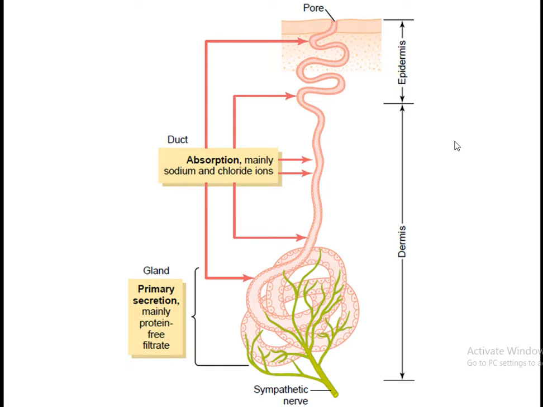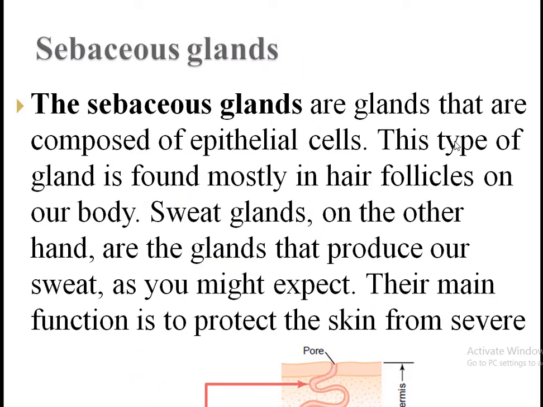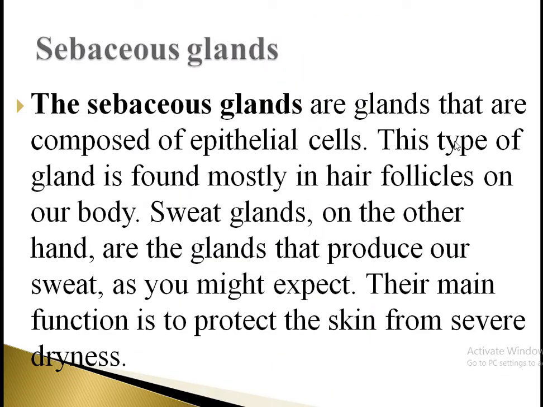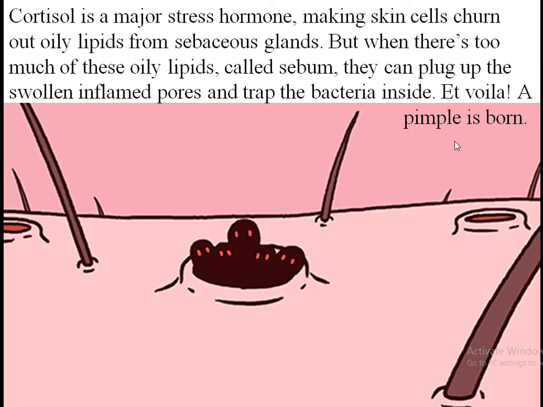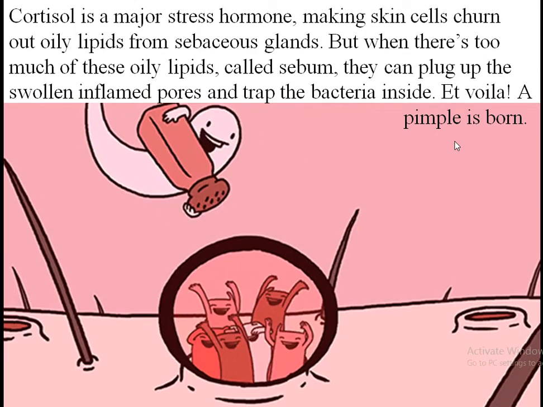As compared to the sweat gland, we have another type of gland that is called the sebaceous gland. What are these? These are glands composed of epithelial cells. This type of gland is found mostly in hair follicles on our body. Sweat glands, as compared to the sebaceous gland, are the glands that produce our sweat. As you might expect, their main function is to protect the skin from severe dryness. I am going to show you how the sebaceous gland acts.